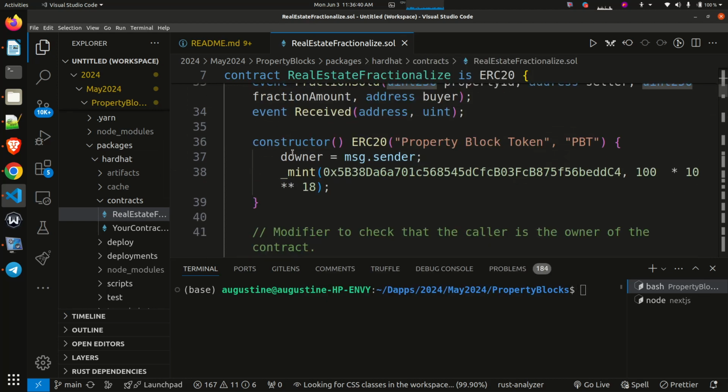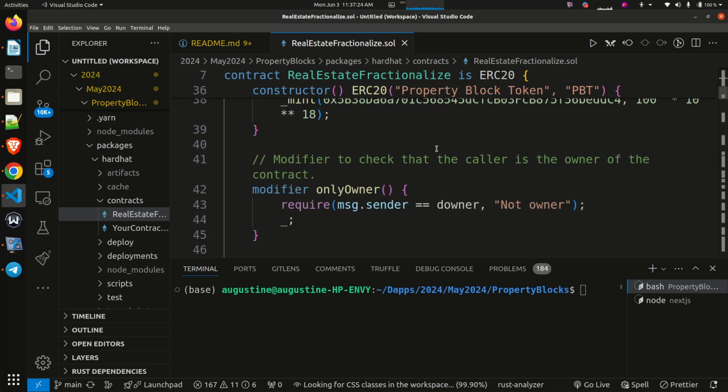We use an ERC20 token here as a security when you purchase a particular number of fractions. So we give you the BPT token. The BPT token serves as a security which you hold in your own wallet to prove that I bought 20 of these fractions, or I bought 5 of these fractions. Each one BPT token signifies one fraction. So if you buy 5 fractions, you get 5 BPT tokens to signify that for this particular property ID, I have 5 fractions.